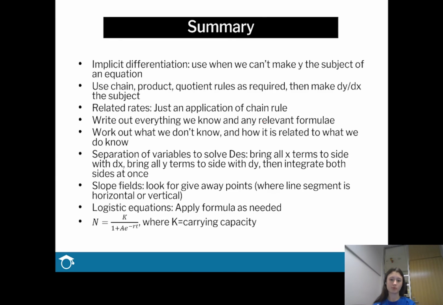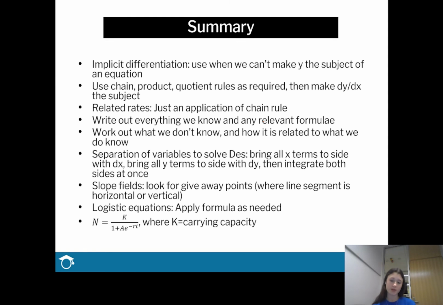Separation of variables you need to use when you have a product of some function of x and some function of y. You're just going to take all of the x's, including the dx, onto one side, and all of the y's, including the dy, onto the other side. And then you're going to integrate both sides with respect to either x or y, depending.